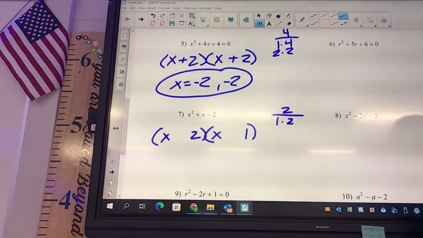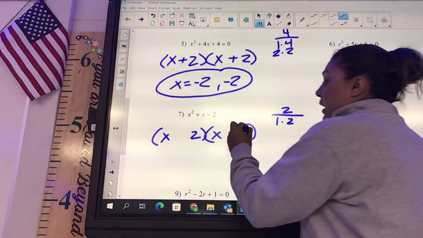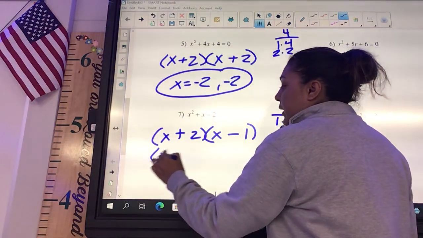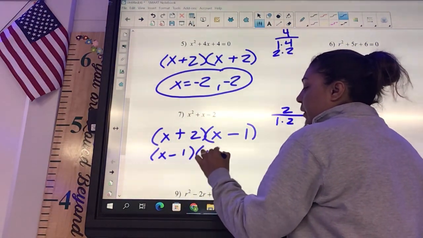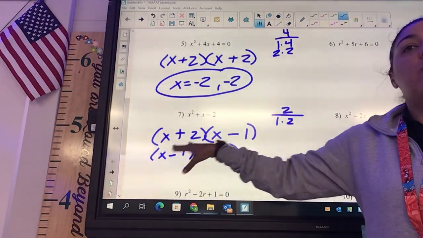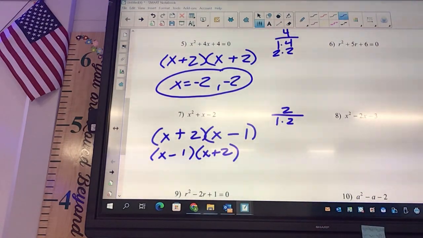So what kind of 2 and what kind of 1 would I need in order for it to be a positive 1? What's minus? What's plus? -1 plus 2. A -1 and a positive 2. So if you wrote yours like this, which the majority of you probably did, x minus 1, x plus 2, that's okay. These are the same thing. But see how I moved the sign with the 1? Okay? The correct sign is going to be with the correct number.